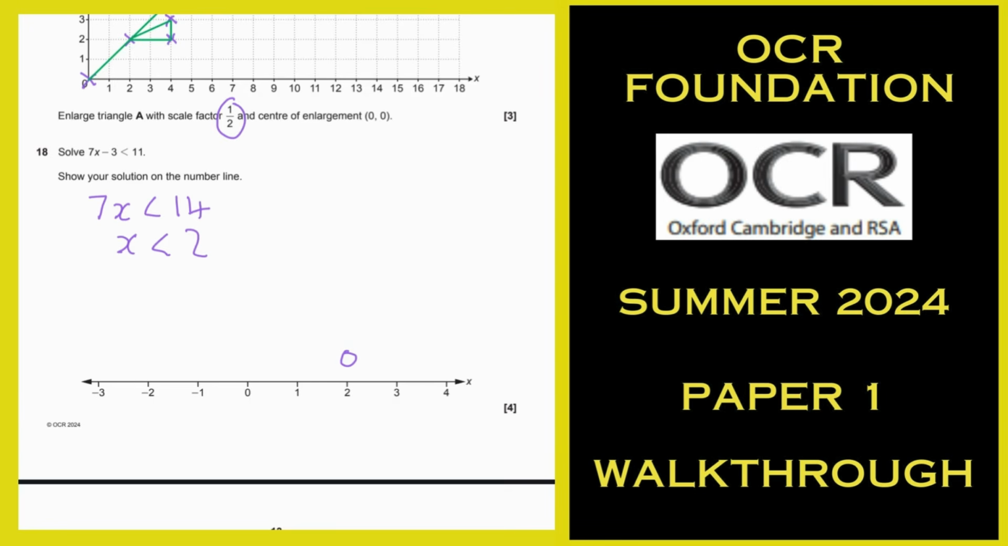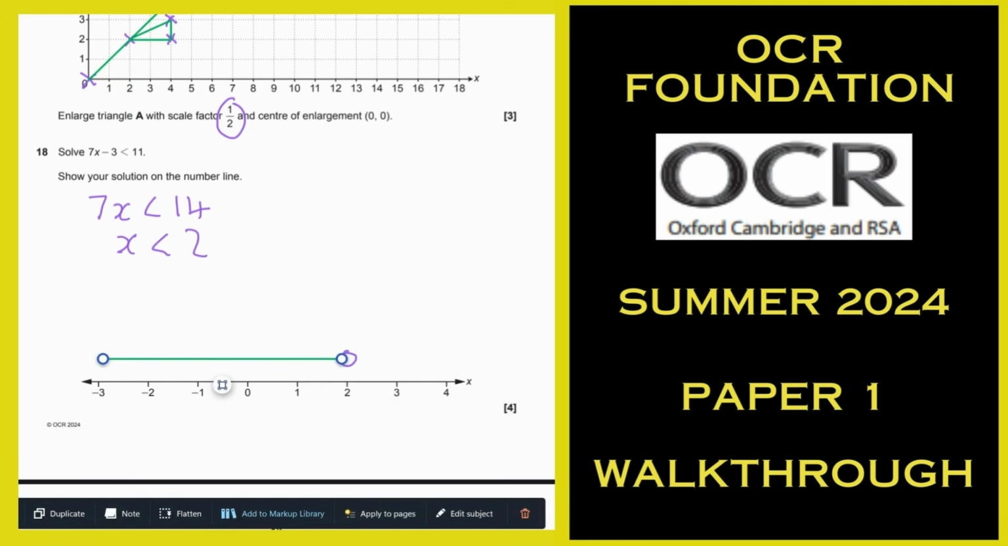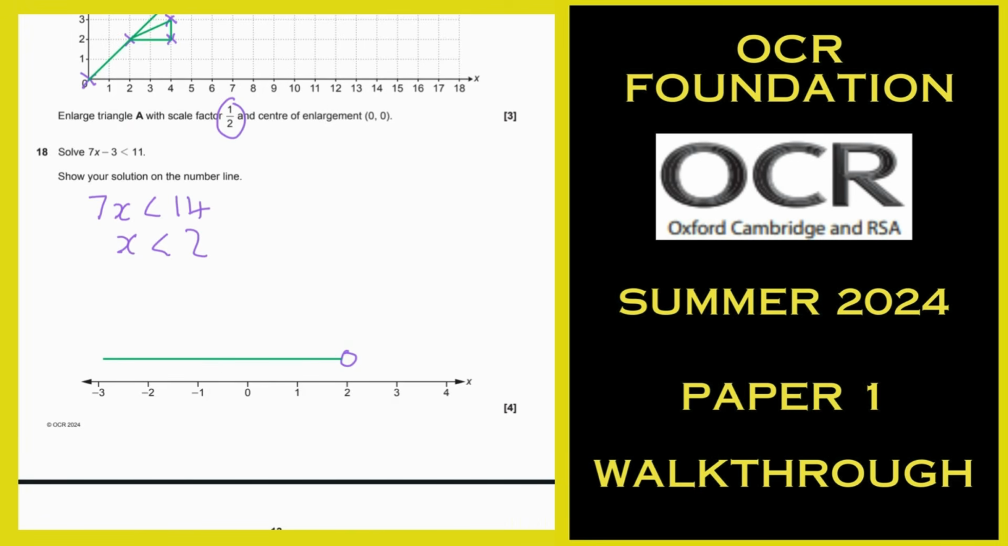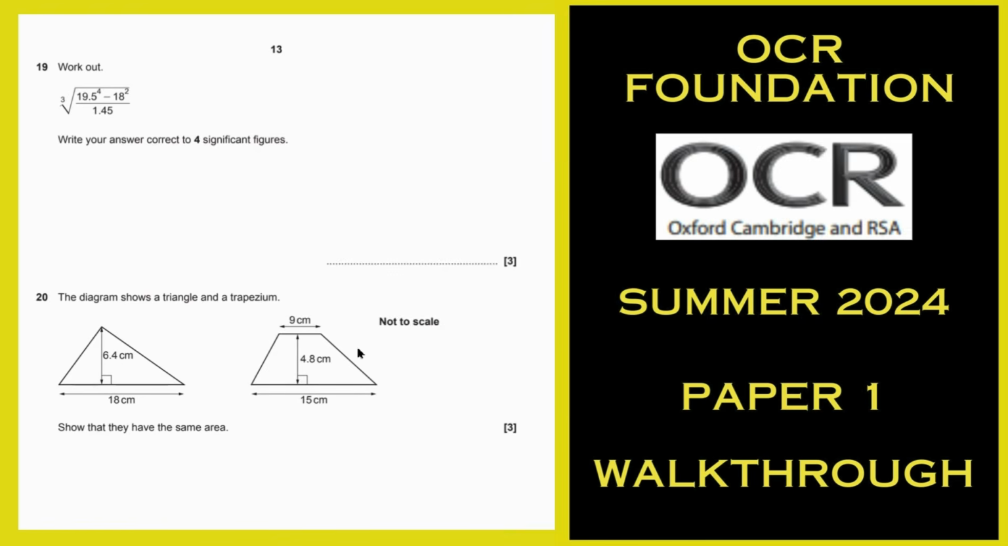Because we need less than, you should be grabbing your ruler and drawing yourself an arrow. Yes, an arrow, not just a line, an arrow to the left. People always say, does it need to go beyond there? If you've got an arrow, it doesn't matter. If you've drawn one much shorter, the mark scheme allows it.